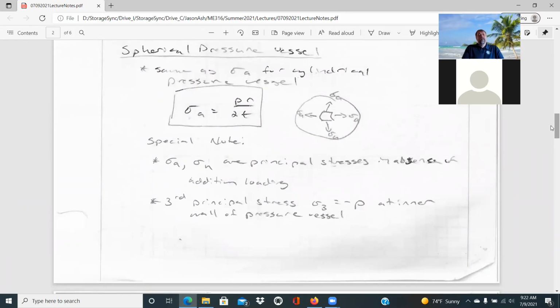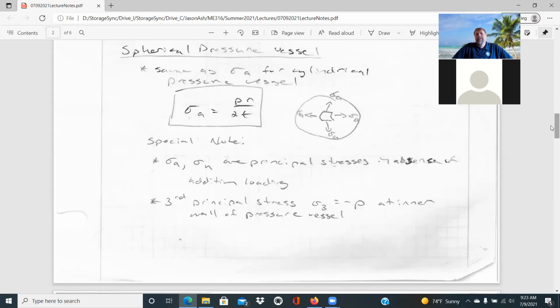And then next up is a spherical pressure vessel. And what we find for that case is that in both directions, we end up with that similar axial stress loading component that is PR over 2T. If we were to go through and draw the free body diagrams, the same.